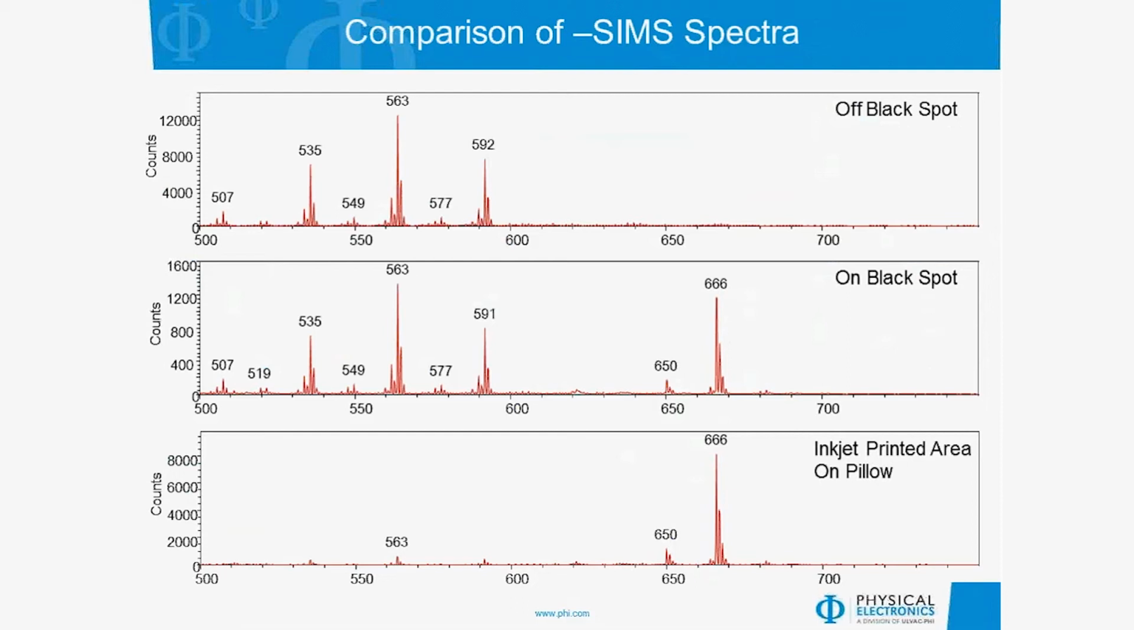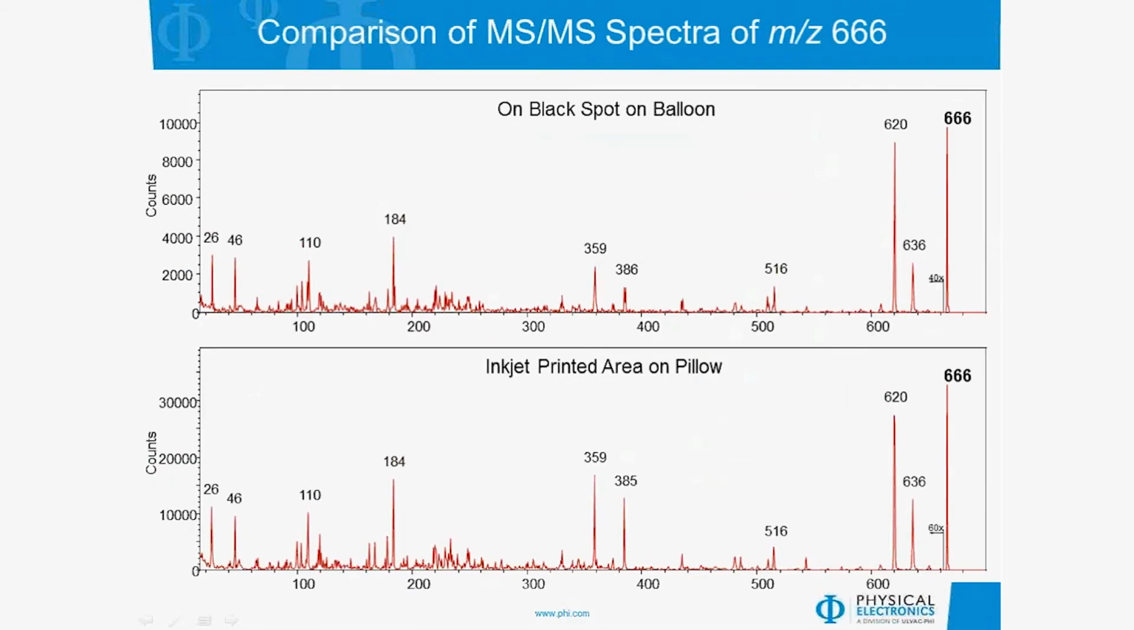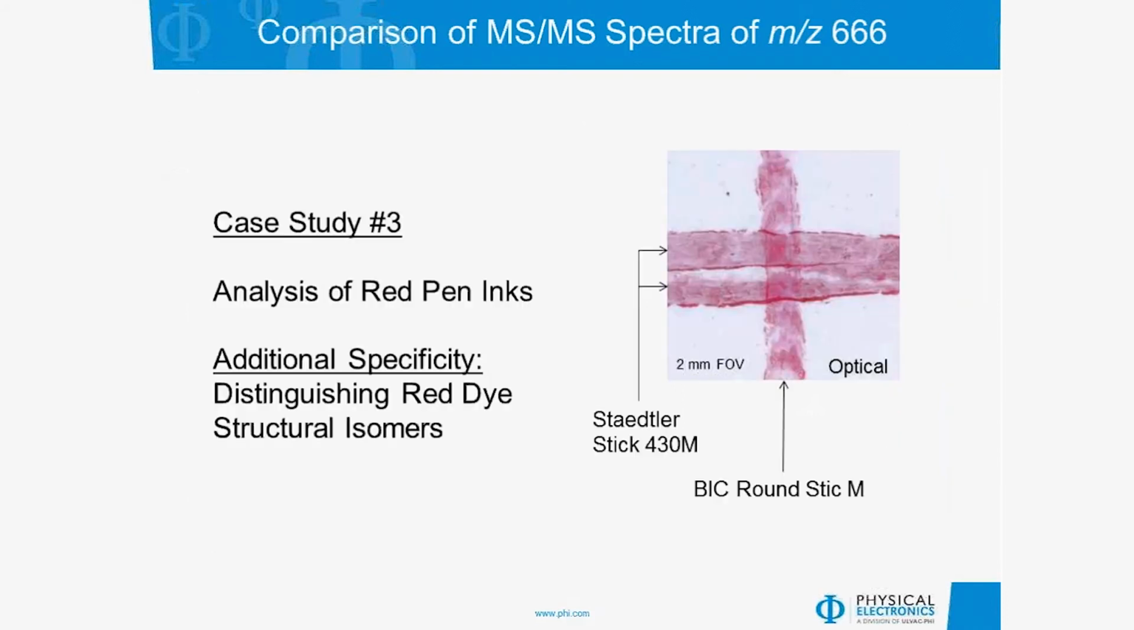And just to be sure, the MS-MS was acquired on both of these two samples, and the results are shown here, where the fragmentation pattern is identical on the balloon and on the pillow. So this was enough on this particular analysis to say without any doubt that the cause of those black spots was the inkjet printing.